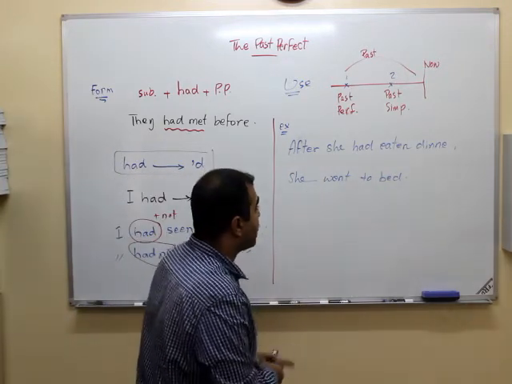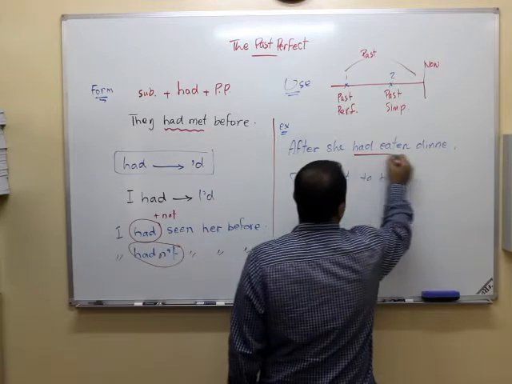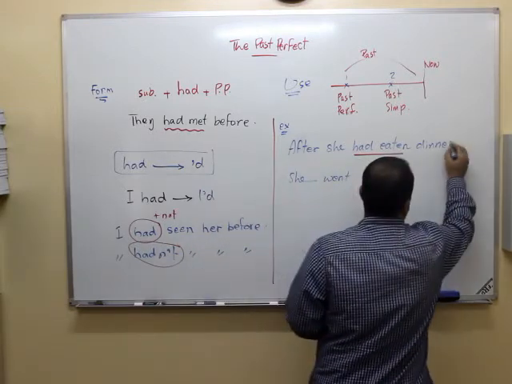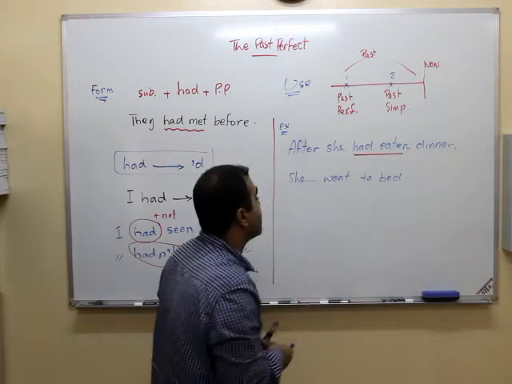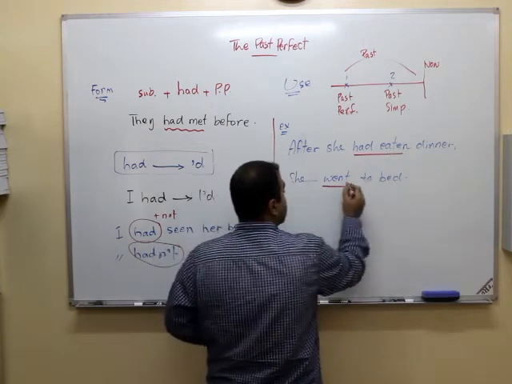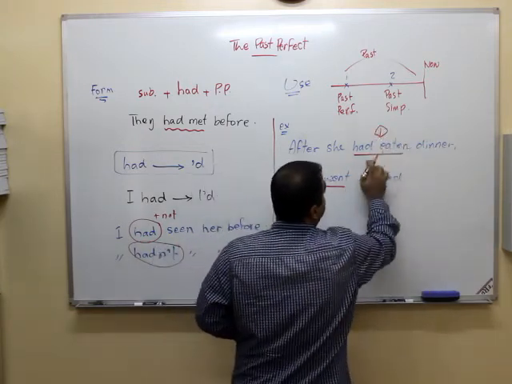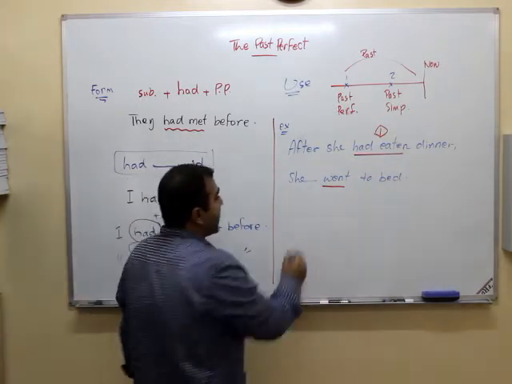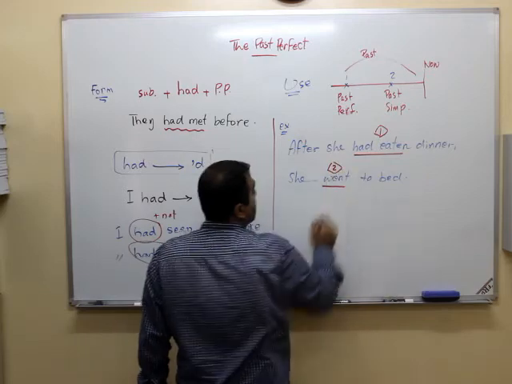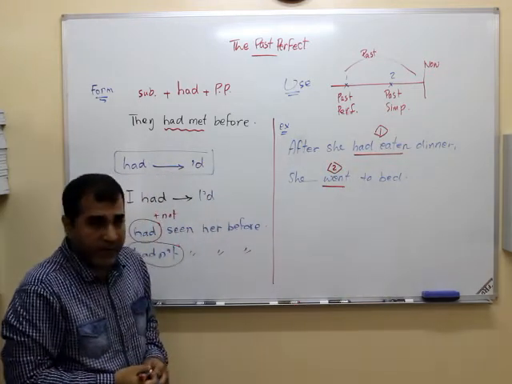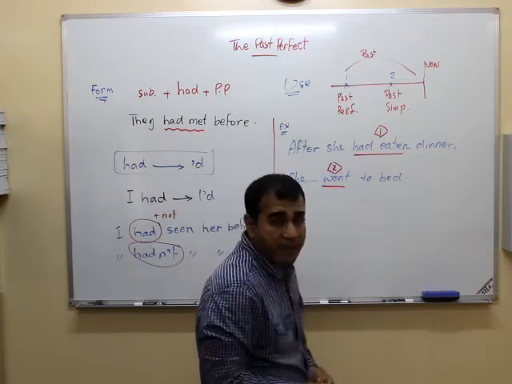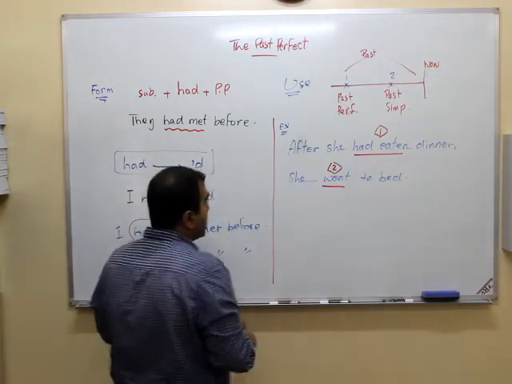Which action happened first? Yes, had eaten dinner. And what about the second action? The second action is went to bed. So the first action, as we see here, we put into the past perfect, and the second action we put into the past simple. So this is the first case in which we can use the past perfect.